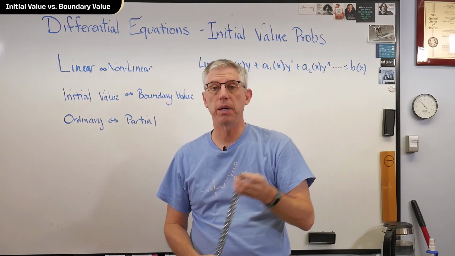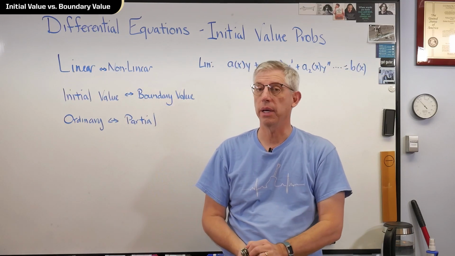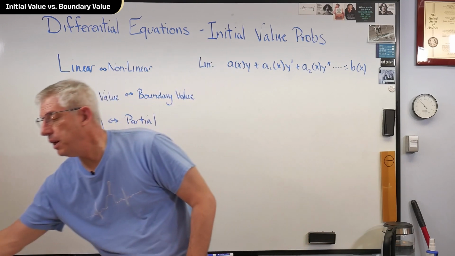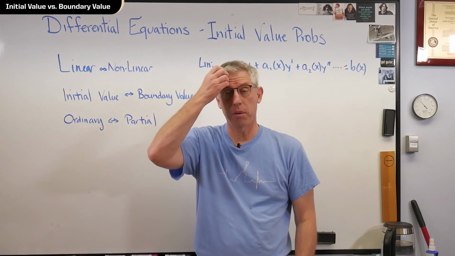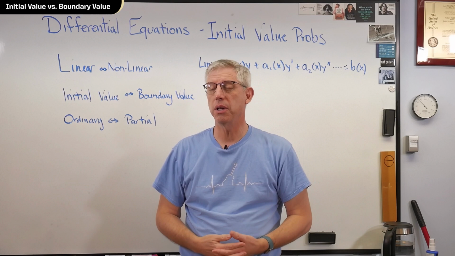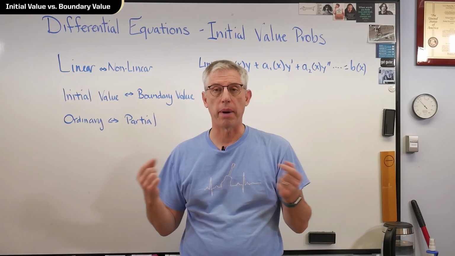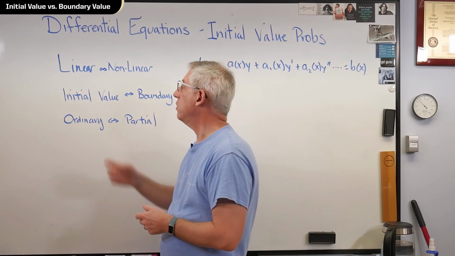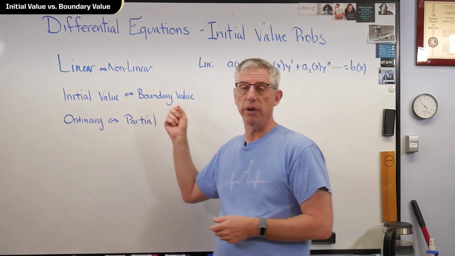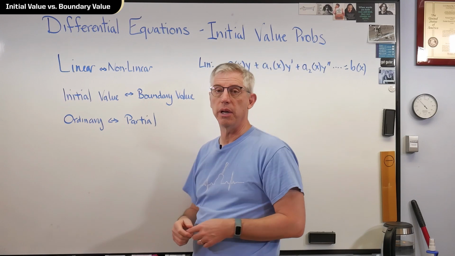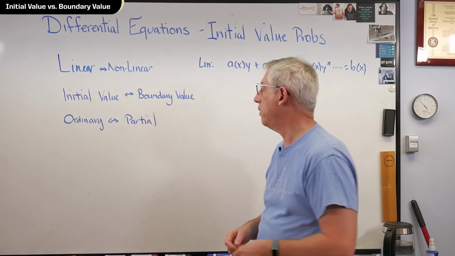Now this happens to be a boundary value problem in space, but it could be a boundary value problem in time as well. Most of the boundary value problems I see are structural ones, and so you know where the boundaries are in space. So do you know what's going on at the beginning, or do you know what's going on at both ends? That's the difference between an initial value problem and a boundary value problem.